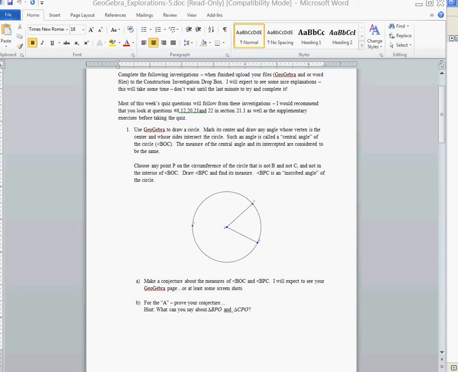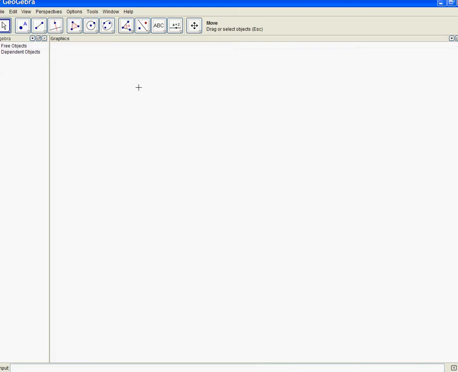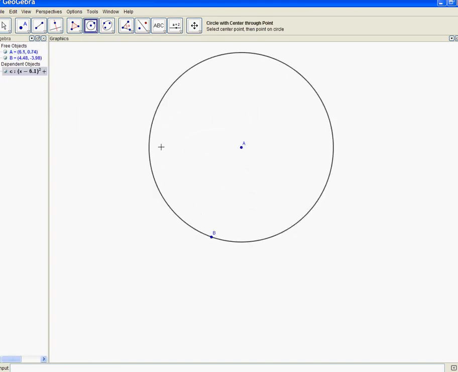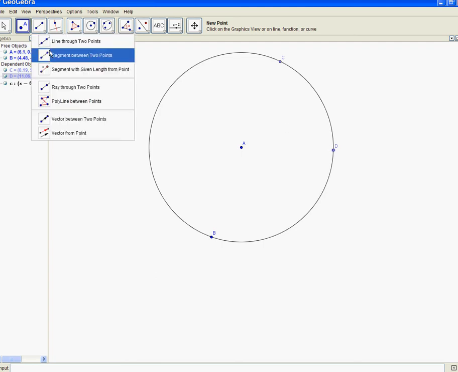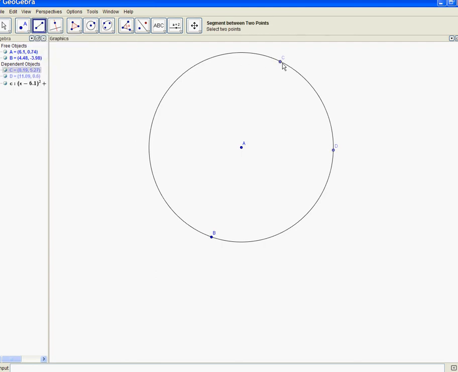What I'm going to do is open up GeoGebra right now. I've already taken off the axes and moved some things around a little bit. But I'm going to make a circle to begin with. So here's my circle. And then I'm going to grab a couple points and put those points on the circumference of the circle like this. And we're going to make a couple line segments. One from here to there, and one from there to there.